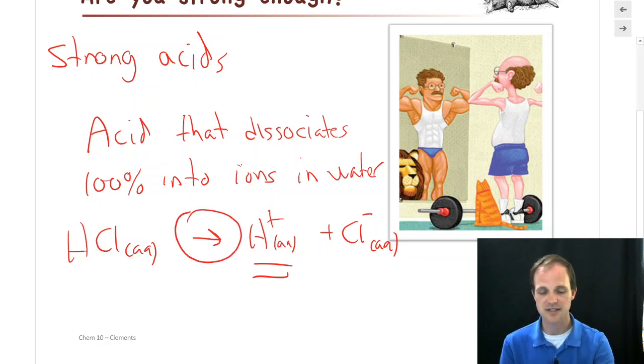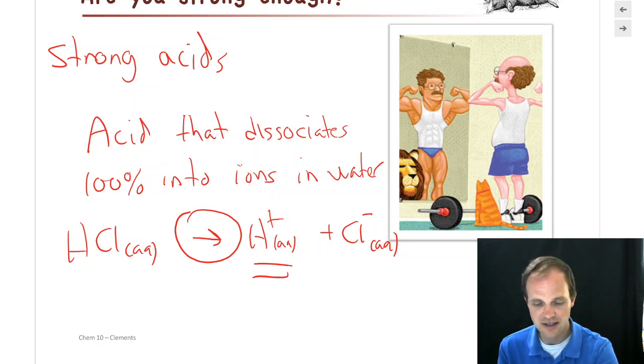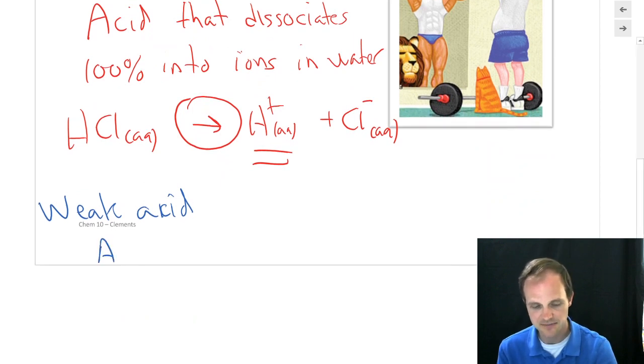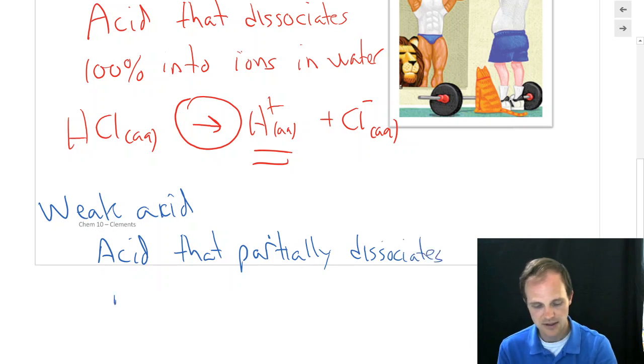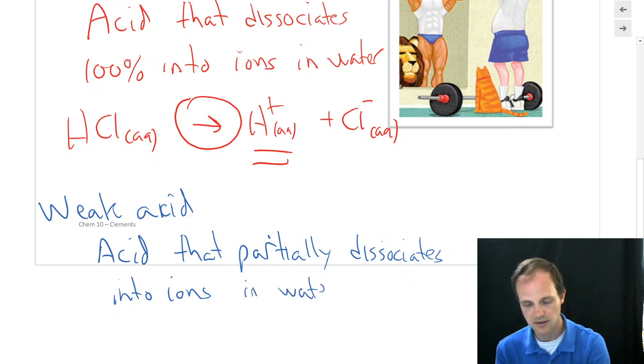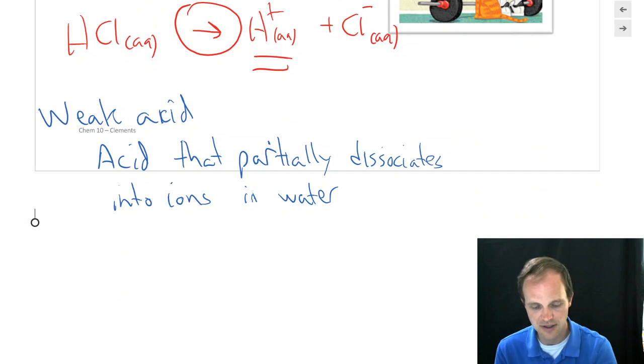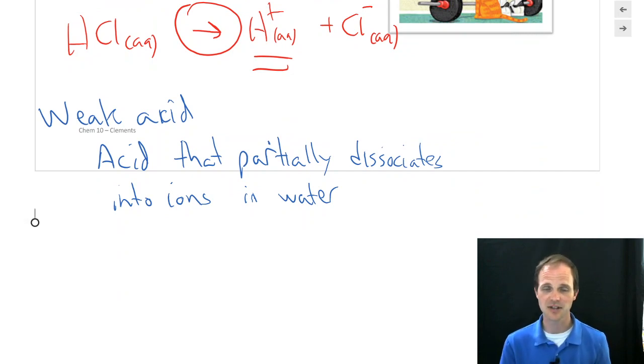We generally draw just the single direction arrow to say, hey, this is going all the way that direction. But if we've got a strong acid, guess what we probably also have? We have weak acids. What is a weak acid? It's an acid that partially dissociates into ions in water. Okay, so what does that look like? Well, our favorite weak acid, I talked about this in the chapter on electrolytes, is hydrofluoric acid, and the only reason people use that is because it's easy to write.